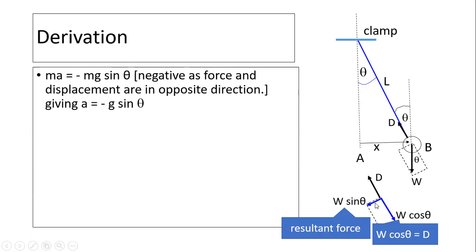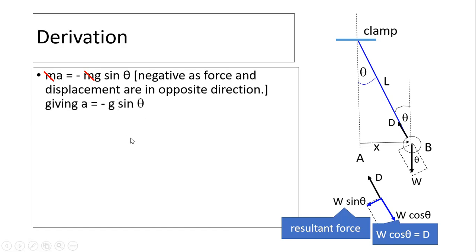Just imagine this is horizontal, because the angle is small. The resultant is to the left, the displacement is to the right. As a displacement to the right, we take the right as positive. That's the reason why we have a negative sign there. So m and m can cancel off, and we have a equals minus g sin theta.